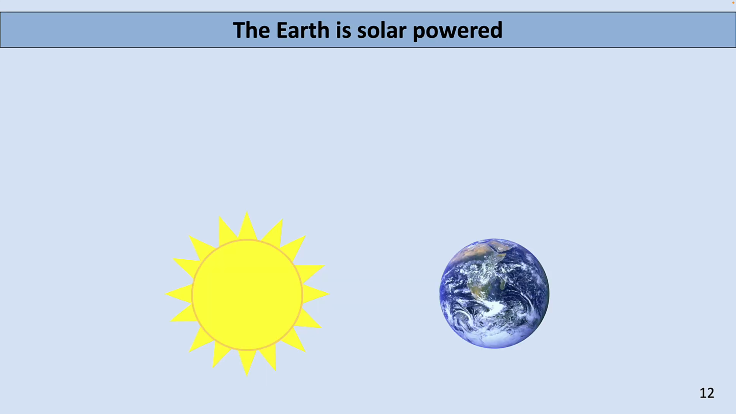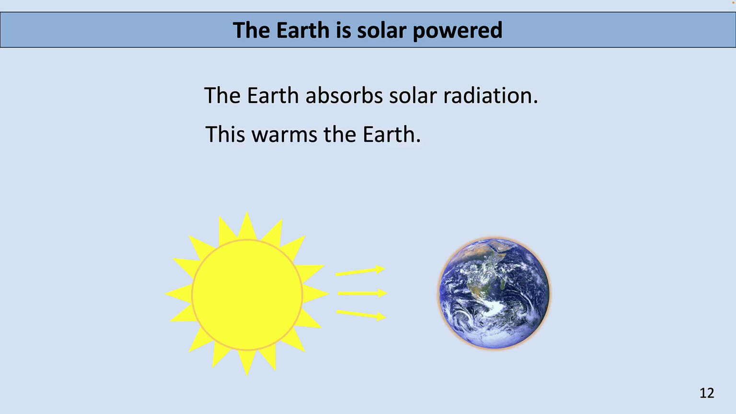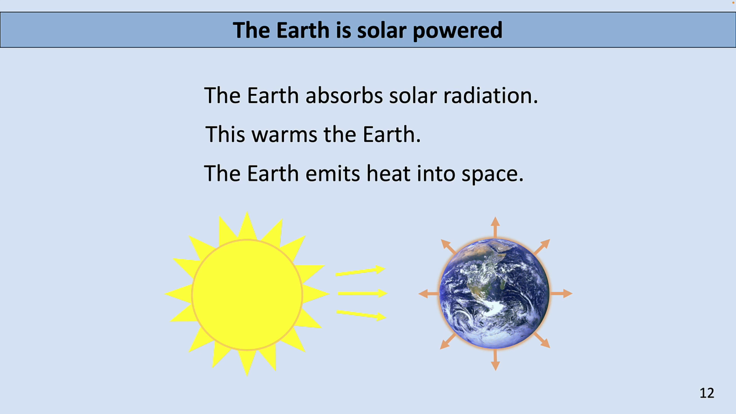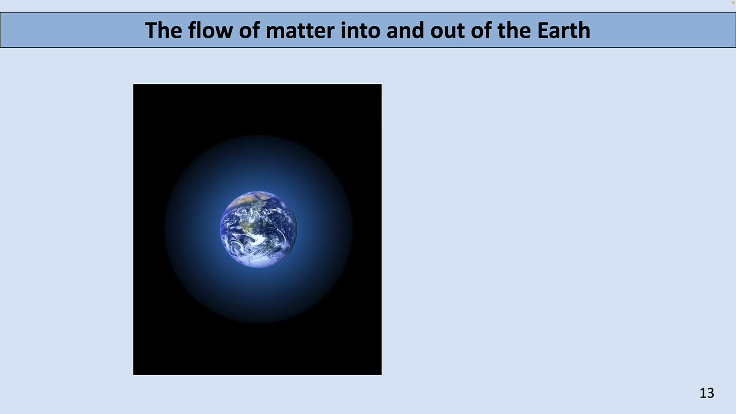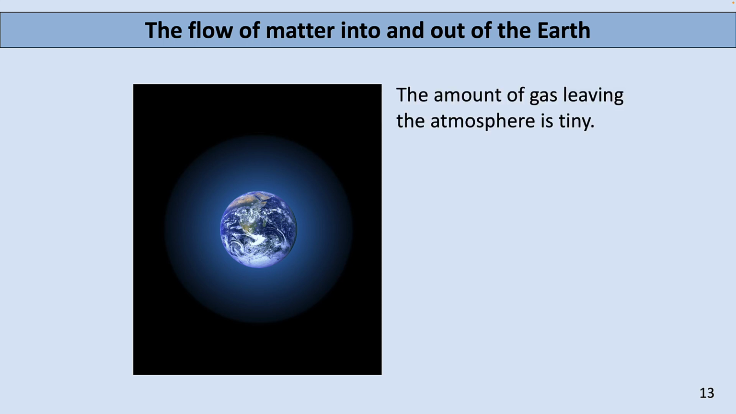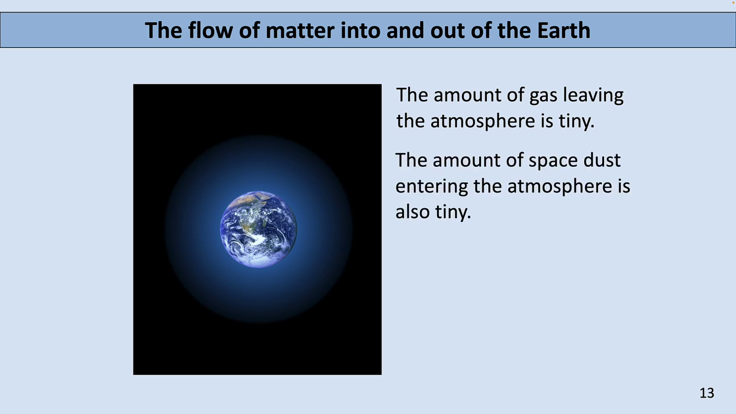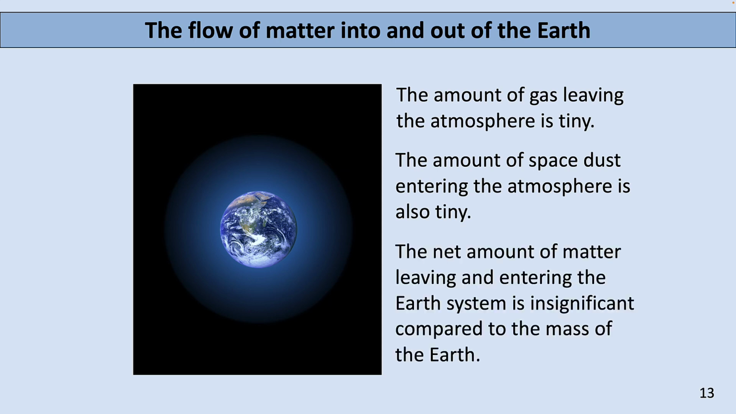The Earth is solar powered. The Earth absorbs solar radiation. This warms the Earth. The Earth emits heat into space. The flow of matter into and out of the Earth: the amount of gas leaving the atmosphere is tiny. The amount of space dust entering the atmosphere is also tiny. The net amount of matter leaving and entering the Earth system is insignificant compared to the mass of the Earth.